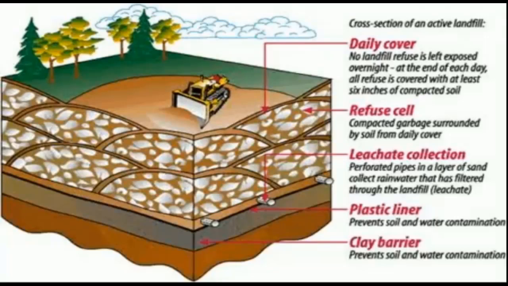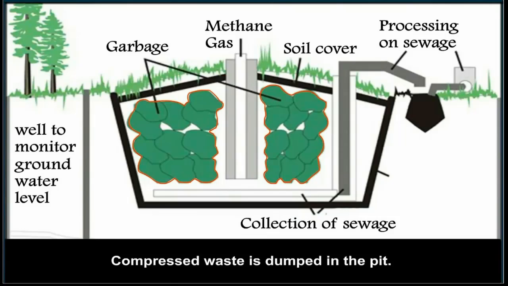Now what is this cover? This cover is also called a cap. Now what does this cap do? This cap is made of polyethylene material, and this cap is a layer which is almost 2 feet thick, and then compacted soil is put on it so that all the trash does not get in contact with the environment.